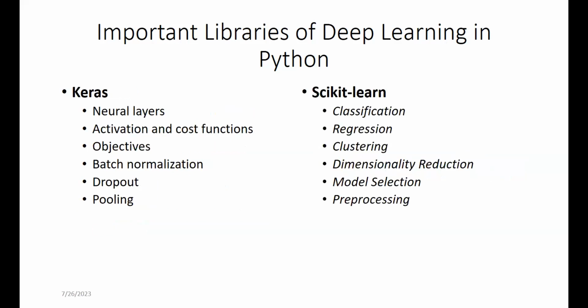There are further libraries like Keras. It has ready-to-use features like neural layers, several activation and cost functions, and objectives you can feed in, and batch normalization if you want to do some computation with the data. Dropout and pooling operations can be performed in Keras. Then scikit-learn is again a very useful library where you can do classification, regression, clustering, dimensionality reduction, model selection, and pre-processing of the data very easily.